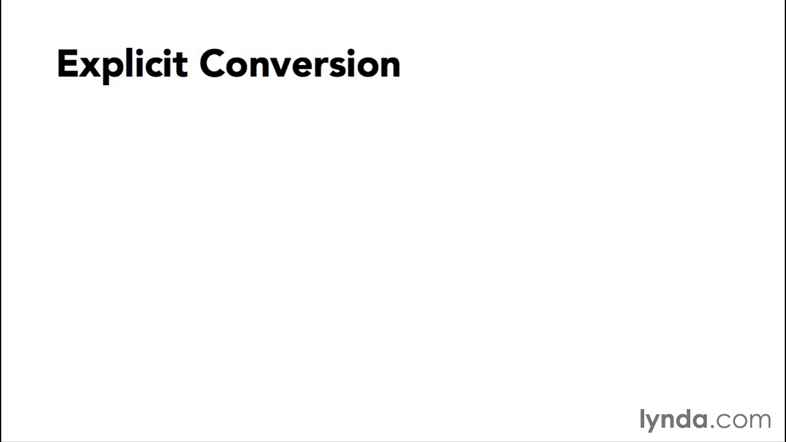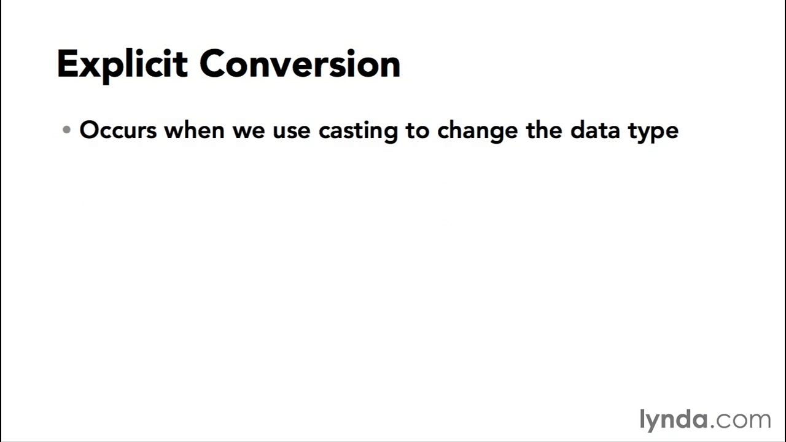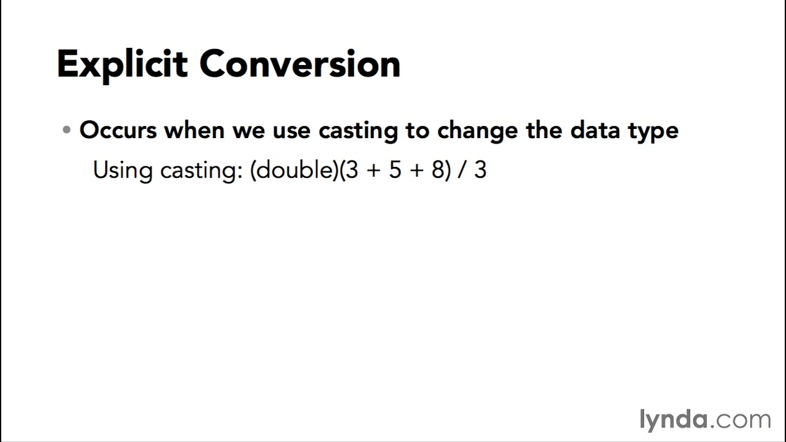Now let's talk about explicit conversion. Explicit conversion allows the programmer to have control over the variable data by casting the variable with a new data type. For example, to find the average of 3 integer values, we can change the data type to a double for the sum of the numbers.